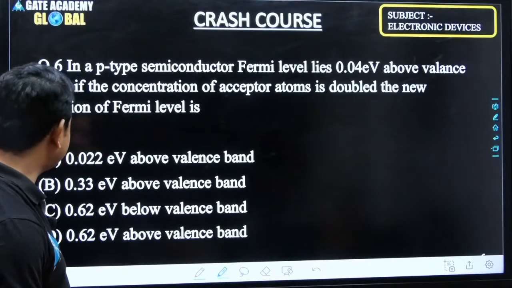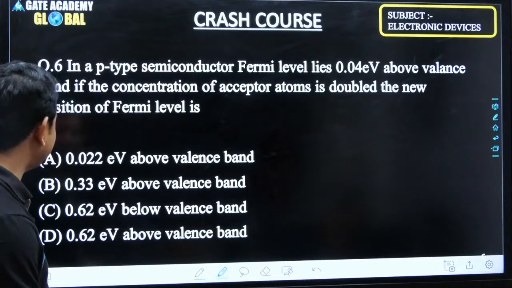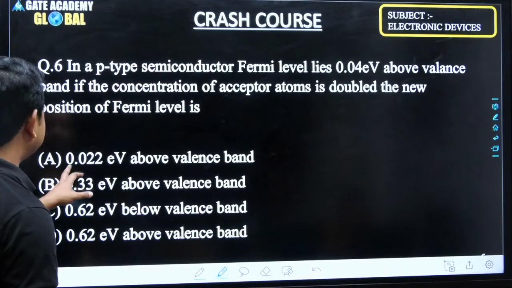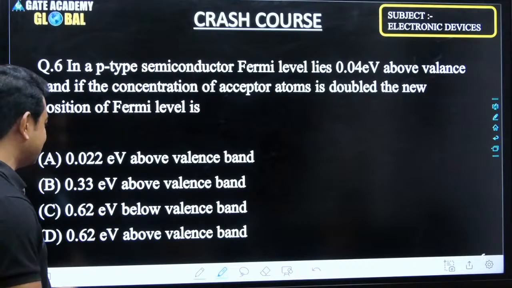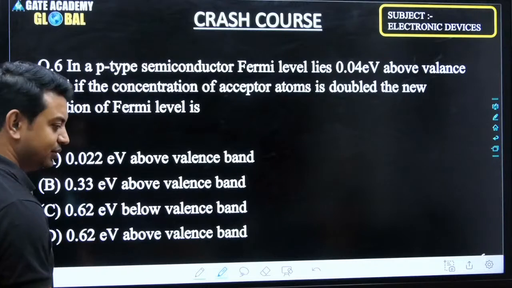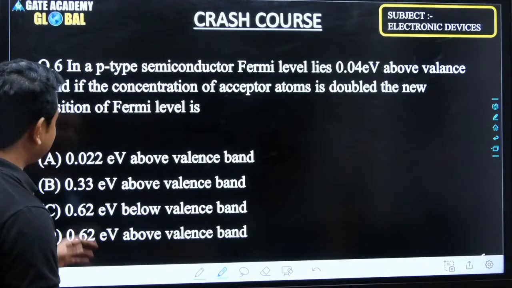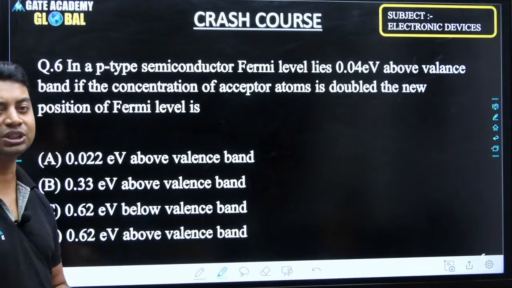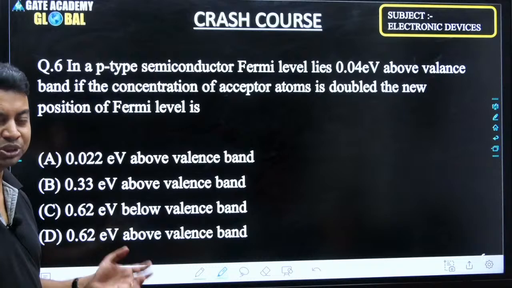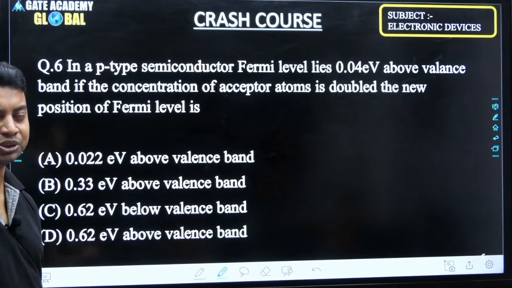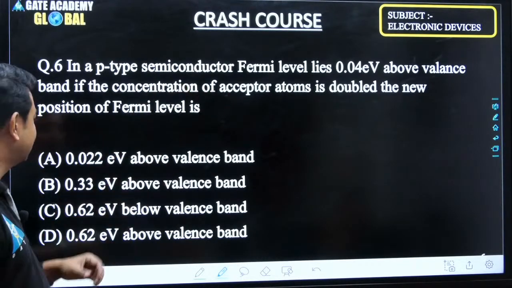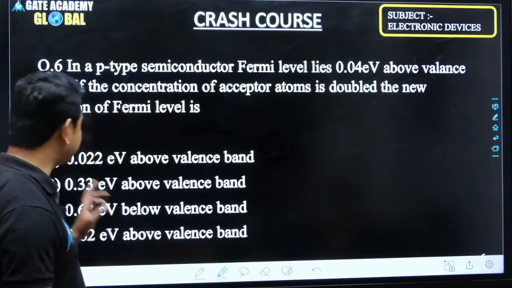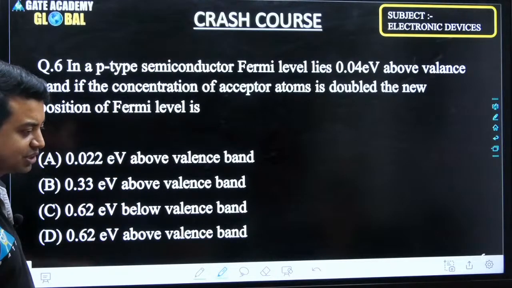So, that means based on the given data, we can say that wherever we are having the decrement in value, that will be the correct answer. So, I can say that it must be 0.022 electron volt above the valence band because all other values are greater. So, based on the theory or concepts that we have, we can answer without solving the questions if the options have only one option that is less than this particular value. That is, here we can see this is 0.04 electron volt and here we are having 0.022 electron volt and all others are greater than this one.